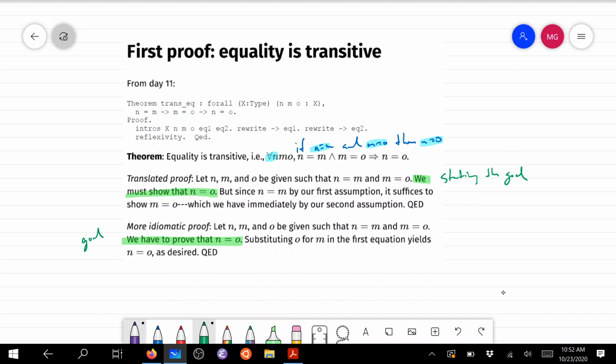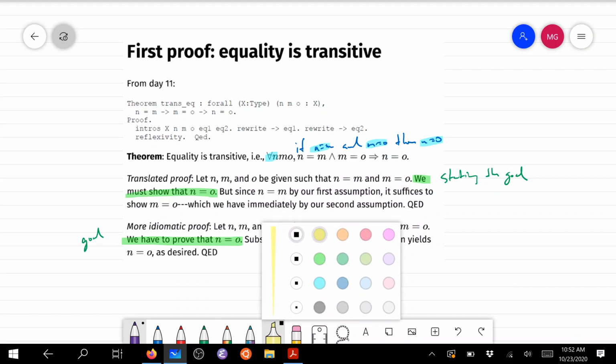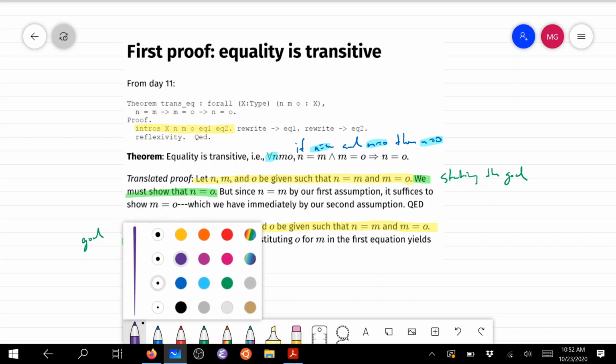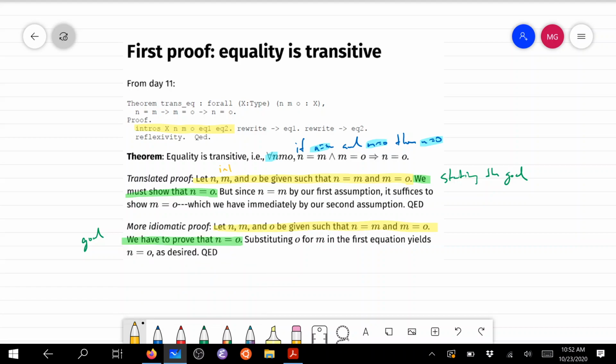Okay, what about context management? Well, what about it indeed? So here we see something like intros x n m eq1 eq2. Okay, that shows up in our proof here and here. Both of these are intros in a certain sense.